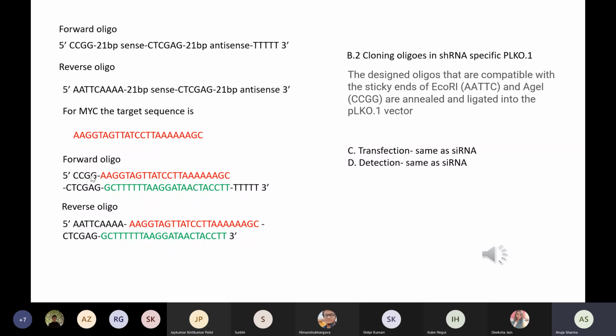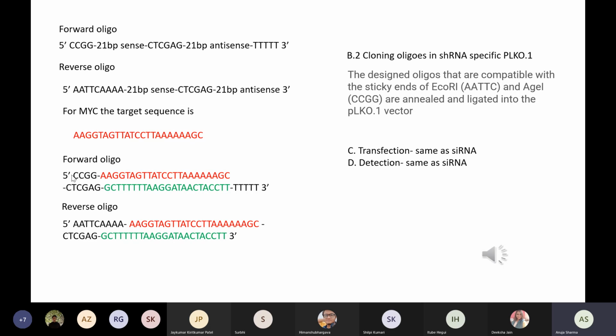So you can choose any two enzymes which are compatible with each other. In this particular scenario, they have chosen AGE1 in the forward oligo and EcoR1 in the reverse oligo. As you can see, the rest of the sequence remains exactly the same. So listen to me very carefully. This part you need to follow for designing your own shRNAs as well. siRNA you will get from the software itself. shRNA you do it like that.